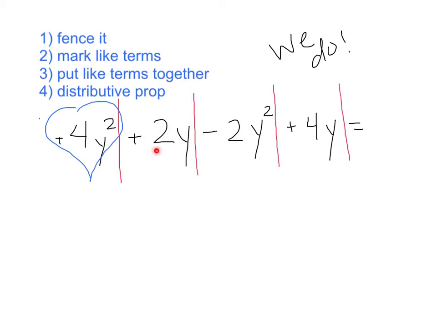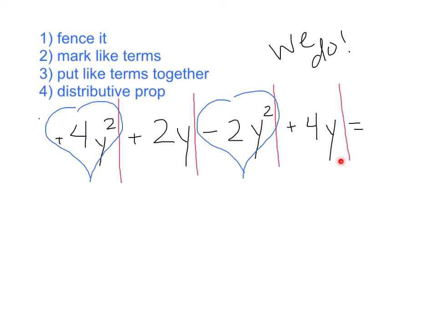So I look at the next one. This is a positive 2y, not to the second power, not a like term. It has to be the same letter to the same power to be considered a like term. So not that guy. This is negative 2y to the second power. This is the same letter to the same power. Oh, I love this guy. And then over here I have positive 4y not to the second power. So this one is not a like term with these two. So not that one.